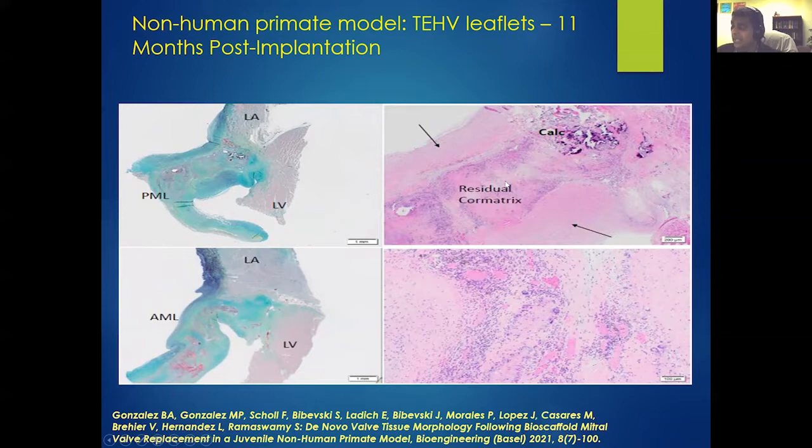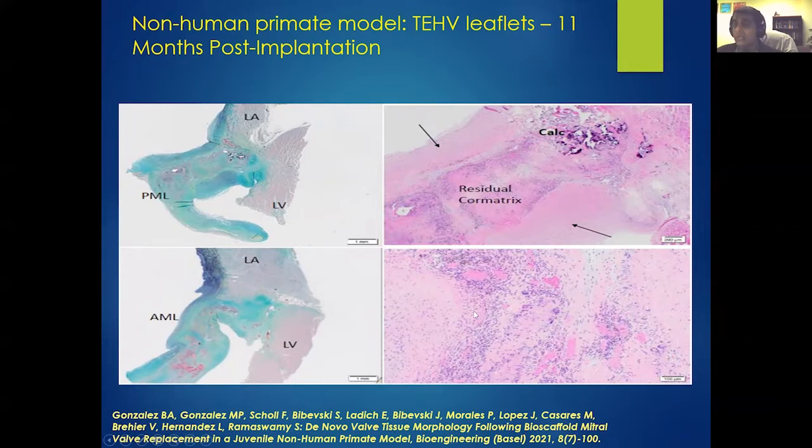We got our PIECES from Corematrix, a company that has an FDA-approved PIECES bioscaffold. And unfortunately, we didn't get 100% tissue filling. There was about 5 to 10% of the valve, even at 11 months, that was still unfilled with tissue. And that became a site for chronic inflammation and ultimately valve failure.